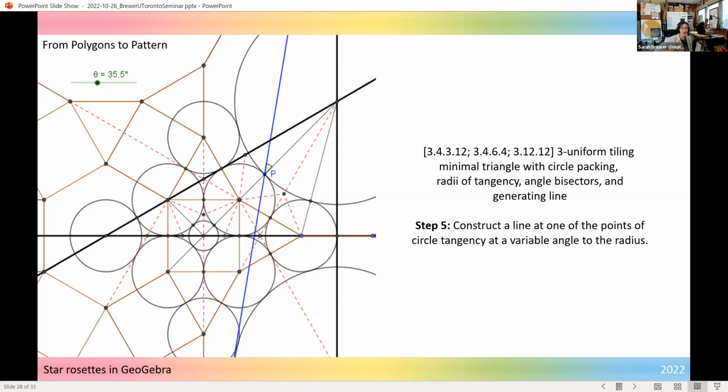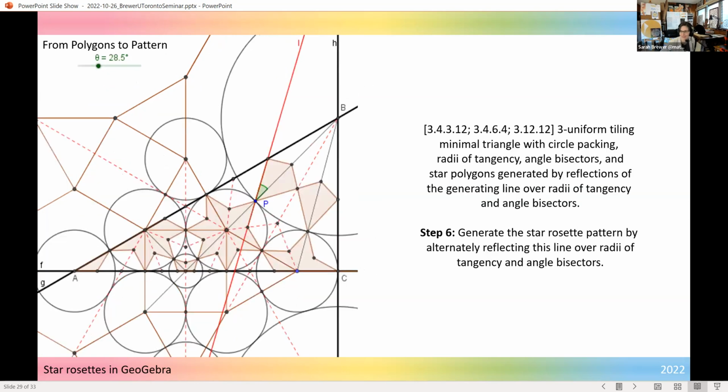And then once we've got that line, all we have to do is just reflect that line over every single radius of tangency and every single angle bisector. Wow, that was easy. So basically, you find where these things intersect, and hopefully if you isolate one little part, you can see how the edges of all these little polygons that I've got in here, they share a mirror image over one of those radii of tangency or the angle bisectors. But what's really cool is that if you have your circle packing and you have this line and all this underlying structure, reflections get the job done. And I really like this idea that you can generate the entire pattern with reflections.